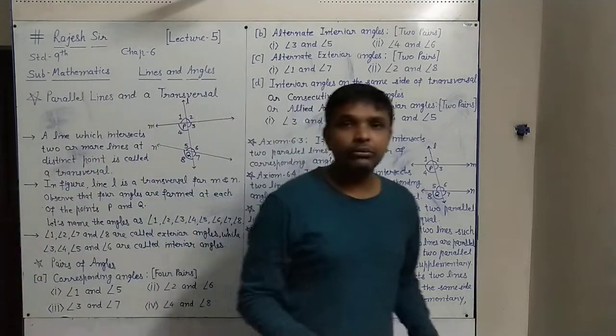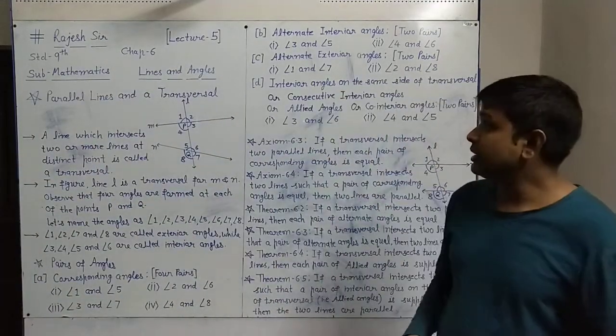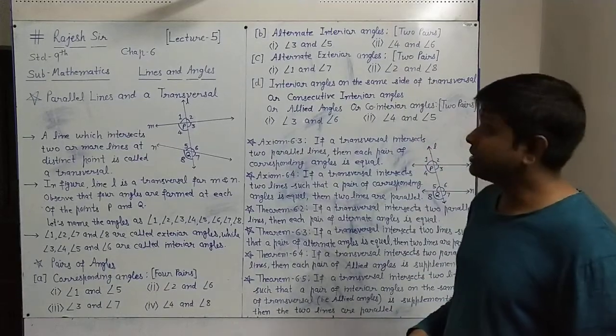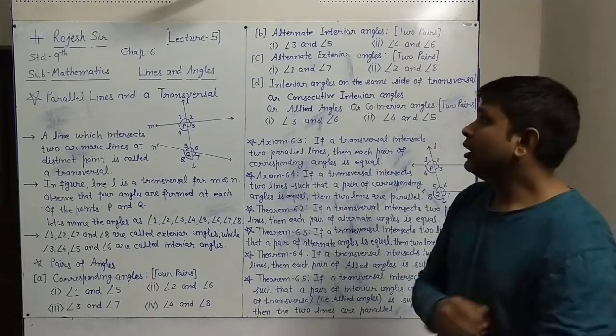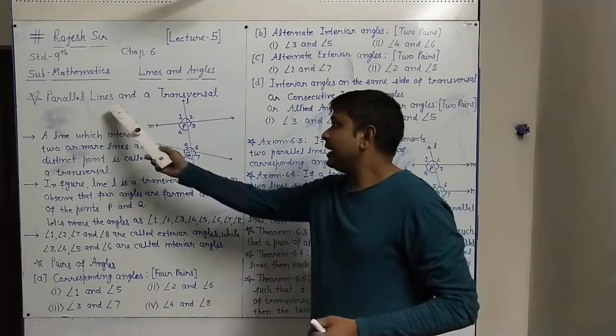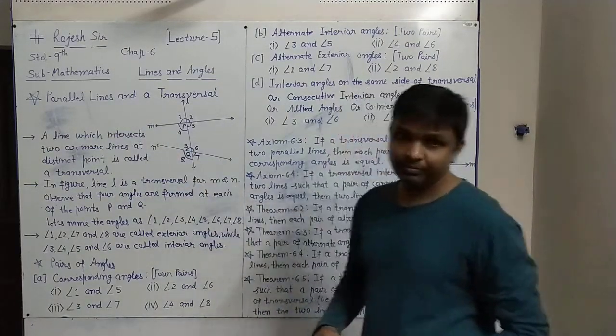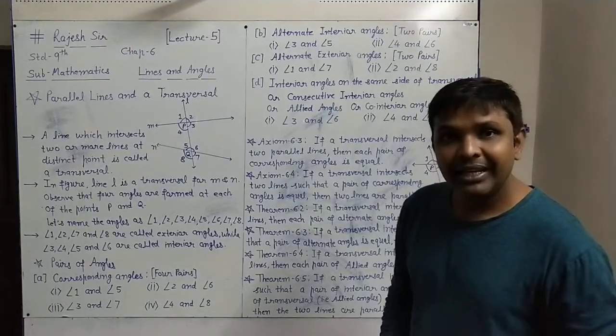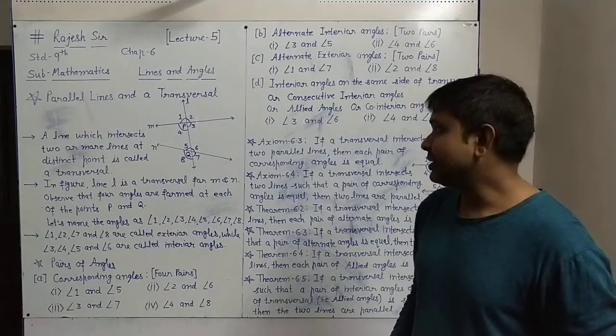Hello students, welcome to standard 9 subject mathematics, chapter 6, lines and angles. This is lecture number 5. Now we will see the next topic in this chapter, which is parallel lines and a transversal. Parallel lines and a transversal, about this you will understand.